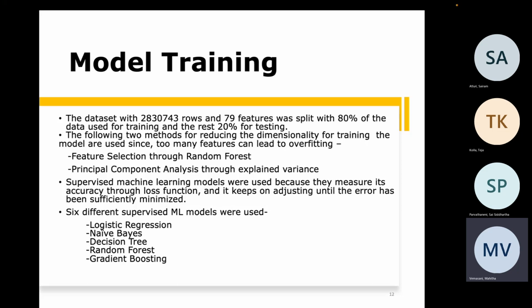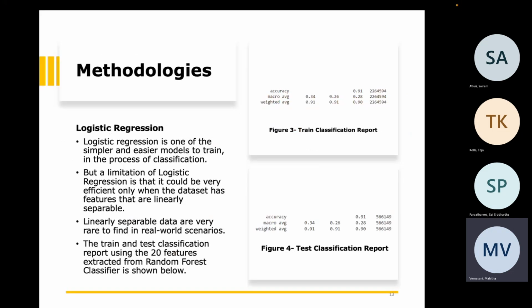So we have used six different supervised machine learning models: logistic regression, naive Bayes, decision tree, random forest, gradient boosting. Coming to logistic regression, which is one of the simpler and easier models to train in the process of classification. But a limitation of logistic regression is that it could be very efficient only when the dataset has features that are linearly separable. Linearly separable data are very rare to find in real world scenarios. The train and test classification reports using the 20 features extracted from random forest classifier are shown here, which show 91% accuracy for both training and test respectively.